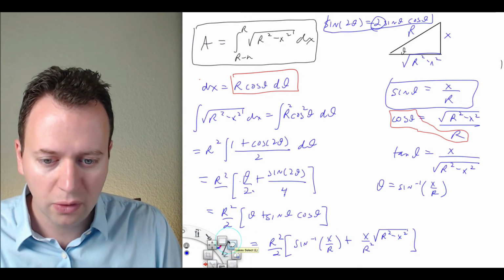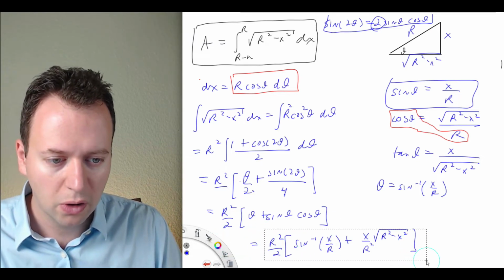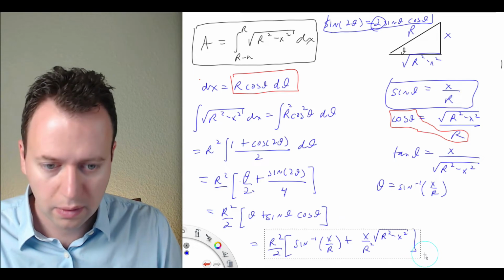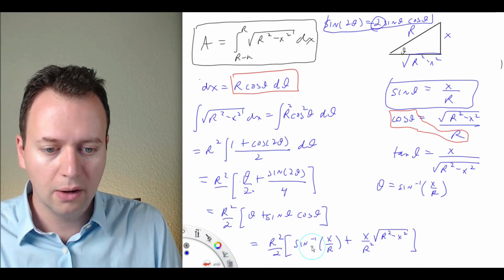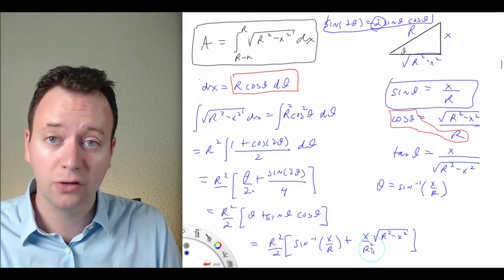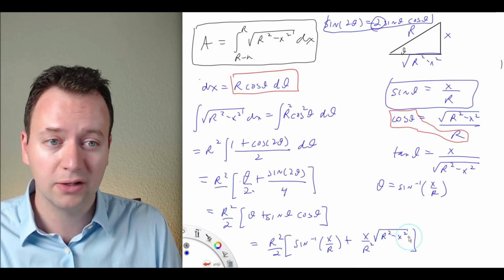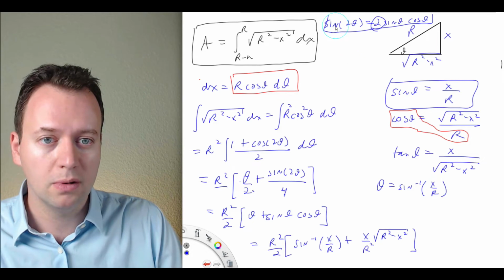So this antiderivative is just r squared over 2 times quantity arc sine of x over r plus x over r squared square root of r squared minus x squared. Pretty cool antiderivative.